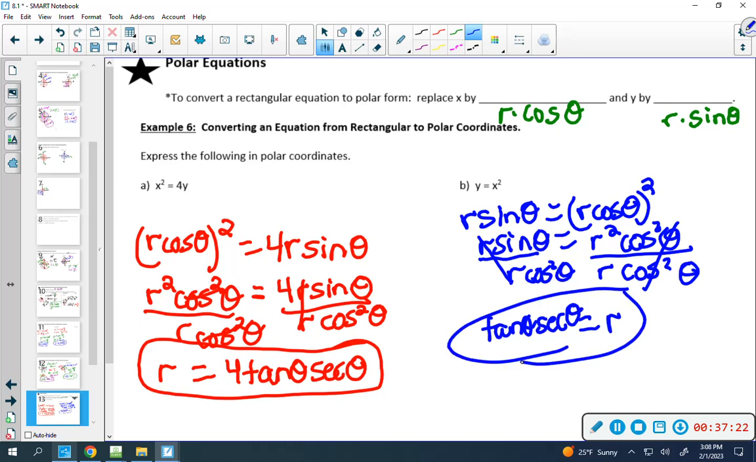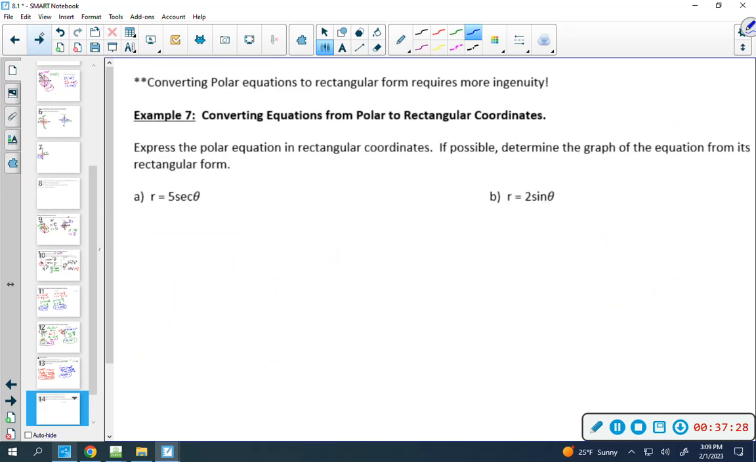Okay, are we ready finally for the last one? Let's see if I can write on this thing. Okay, this one you have to be a little more creative. There are no hard and fast rules of things to just plug in. So express the polar equation in rectangular coordinates. If possible, determine the graph of it. We don't have to actually draw the graph, we just have to think about it.